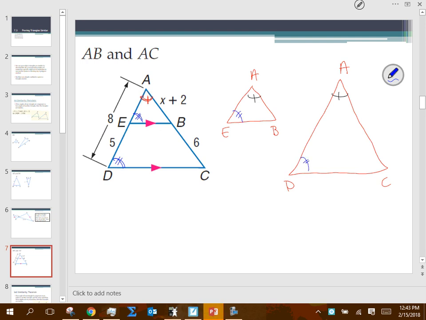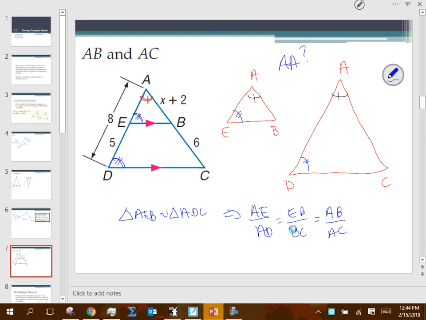So you have an angle here. Do you have two angles congruent to two angles? All right, so I'm going to name this as triangle AEB, similar to triangle ADC. So then that's going to imply that AE over AD is equal to EB over DC, is equal to AB over AC.